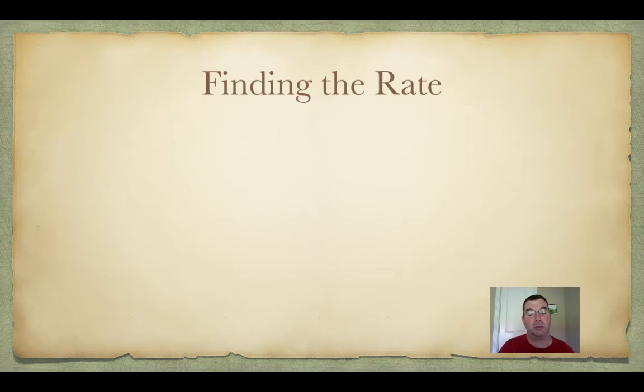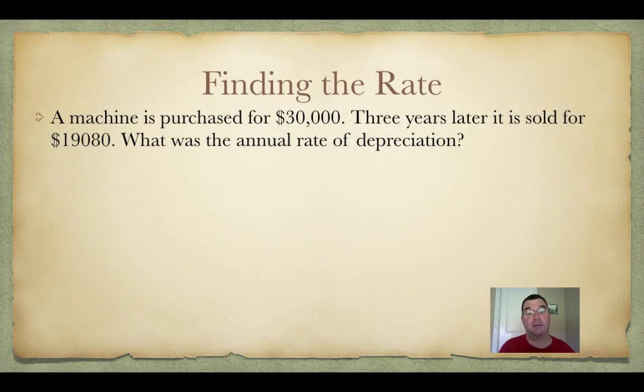All right. The only other kind of question I can ask you is finding the rate of depreciation. If I know what it was originally worth and I know what it's worth now, and I know how many years it's been depreciating, I can figure out the rate of depreciation. So let's do an example of that. I have a machine that's purchased for $30,000, and 3 years later it's sold for $19,080. So I want to know what the annual rate of depreciation was.